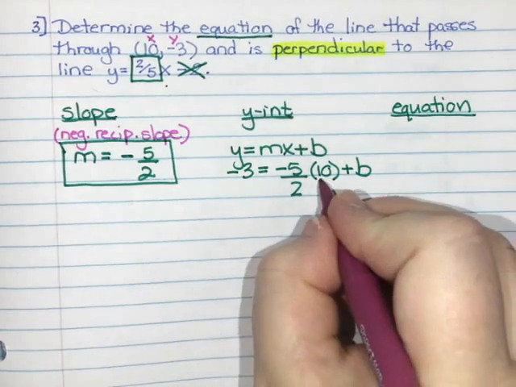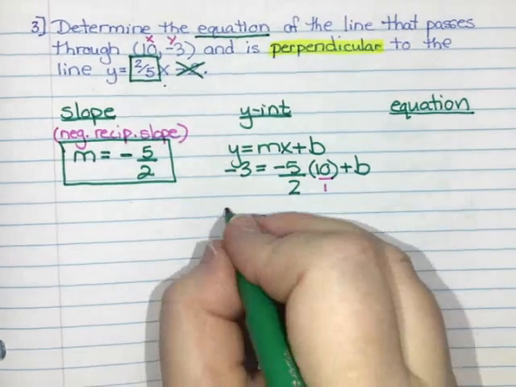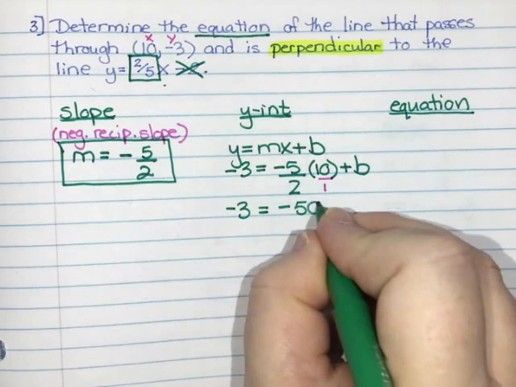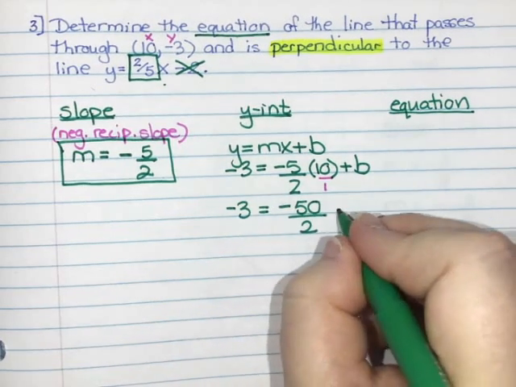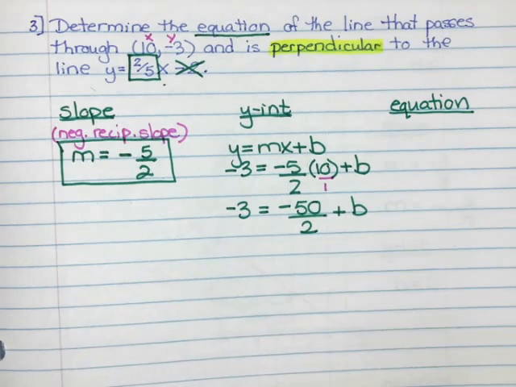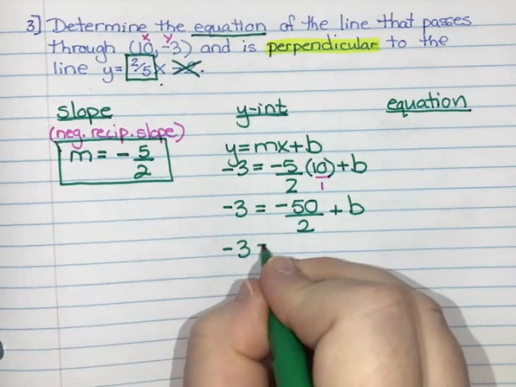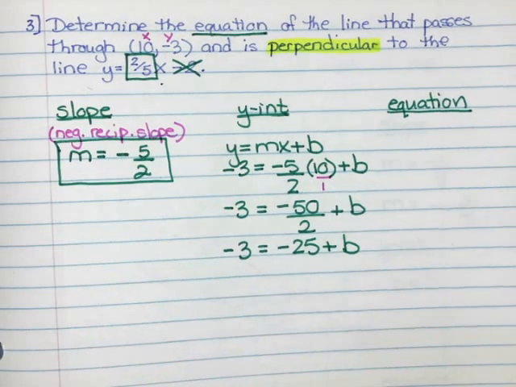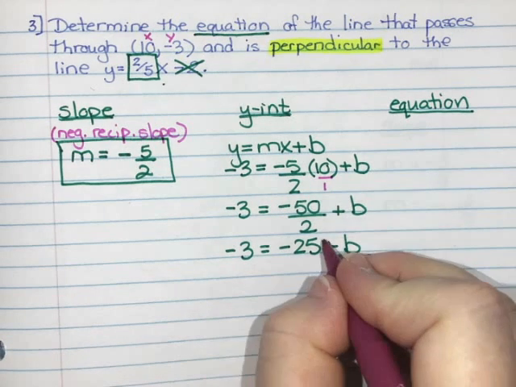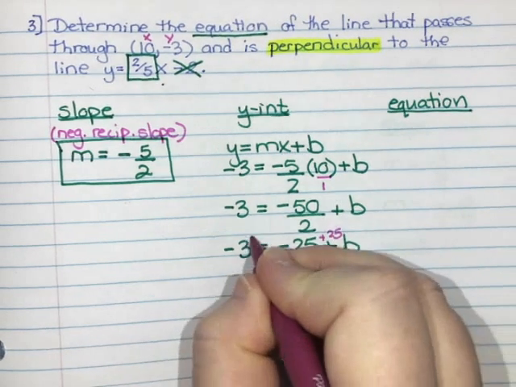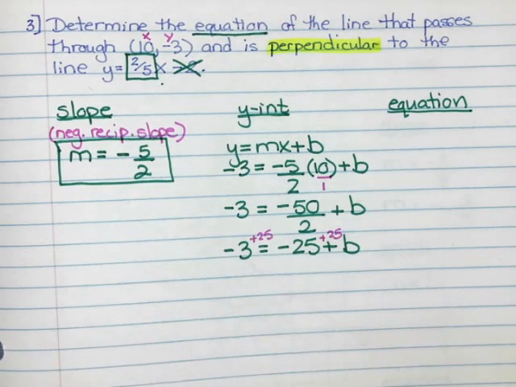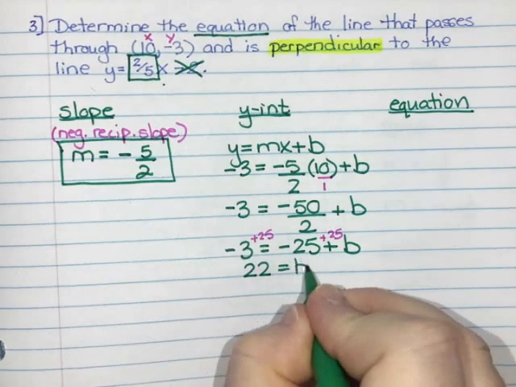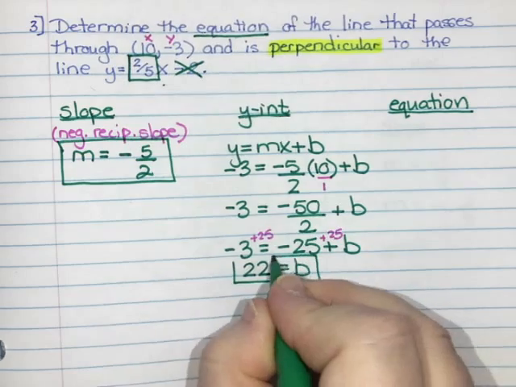That 10 is secretly over 1. So I get -3 equals -5 times 10 is -50, and 2 times 1 is 2, plus b. -50 divided by 2 is -25. And then to solve for b, I just need to add 25 to both sides. -3 plus 25 is 22. So we have a y-intercept of 22.